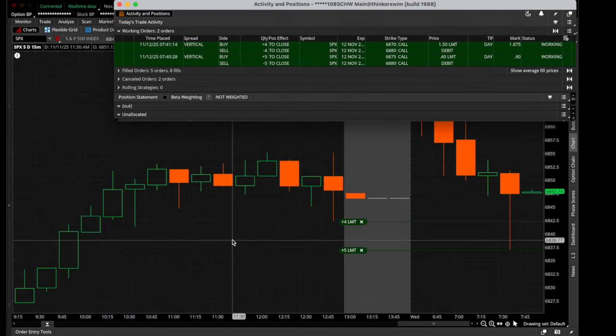That was just a 5-wide call credit spread. I'm actually short the same strike as the 60-minute position. That doesn't always happen like that, but I have this sped up pretty fast, by the way, so I just wanted to let you see the price action work.